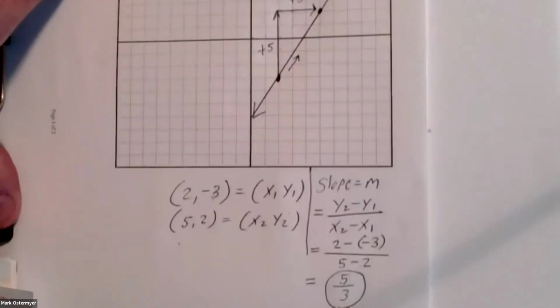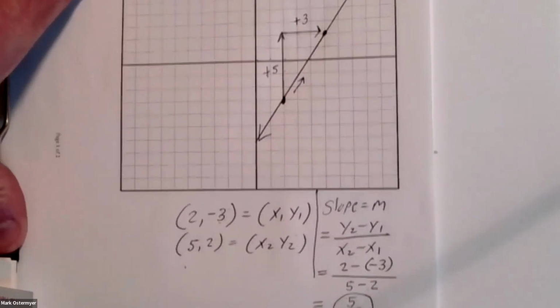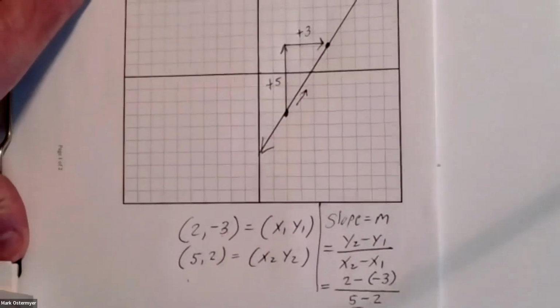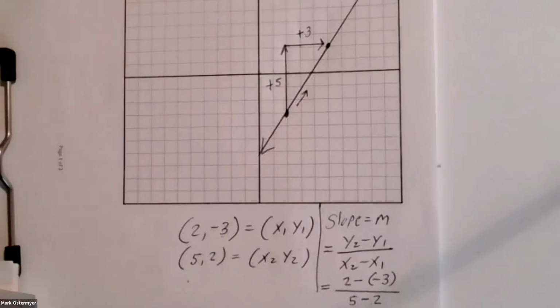Anybody, are we getting this here? Okay, so the slope of that line is positive 5/3. All right. So that line has a positive slope.